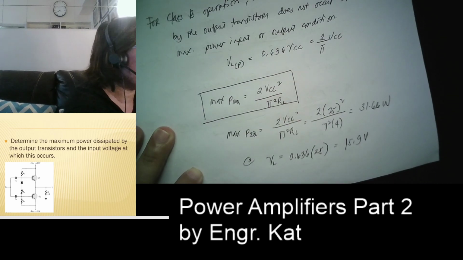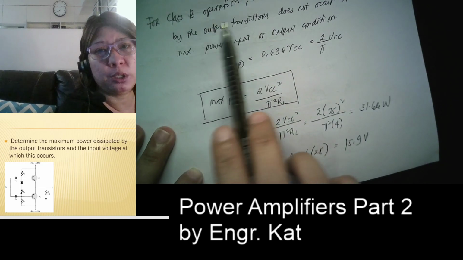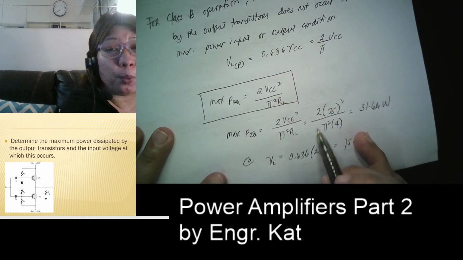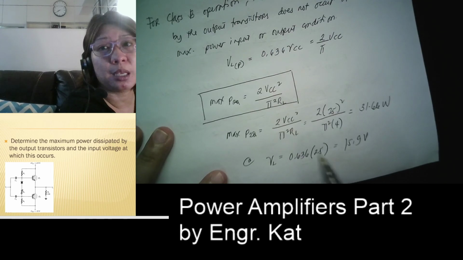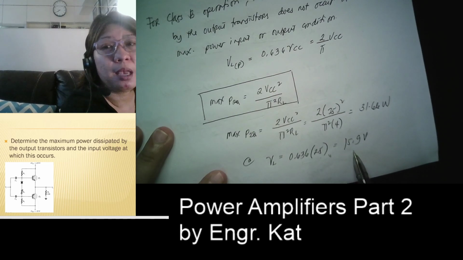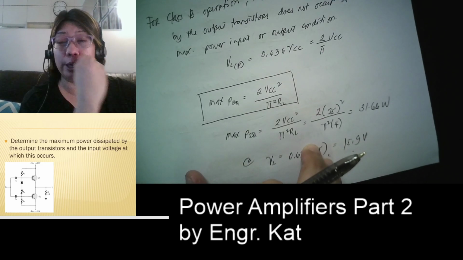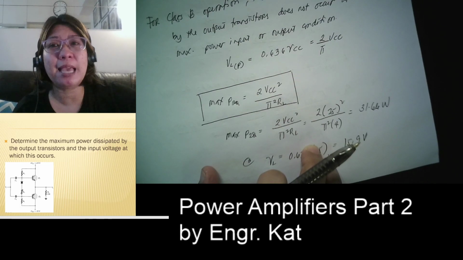So this is higher compared to the maximum voltage, which is just 21.345 watts. Okay, and when will this occur? So this occurs at 0.636 of your VCC, or 0.636 of your 25 volts, and that is every time your input is equivalent to 15.9 volts. So when your input is 15.9 volts, your transistor is dissipating the highest power.